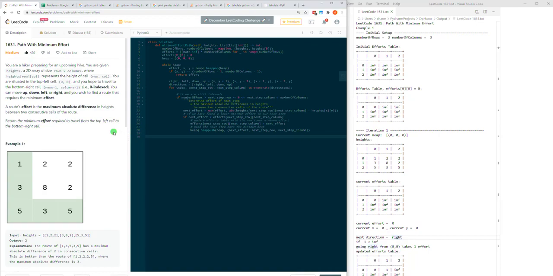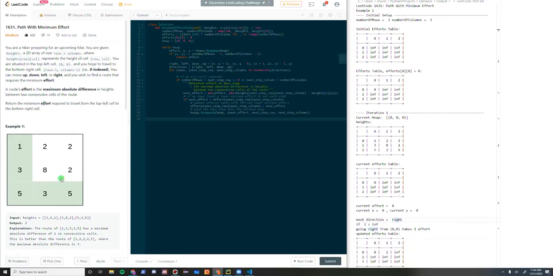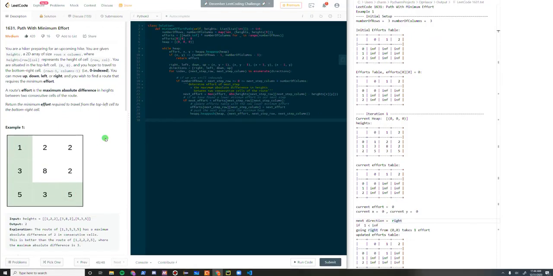You are a hiker preparing for an upcoming hike. You are given heights, a 2D array of size rows times columns, where heights[row][column] represents the height of cell (row, column). You are situated in the top left, (0, 0), and you hope to travel to the bottom right, (rows - 1, columns - 1). We're using zero-based indexing.